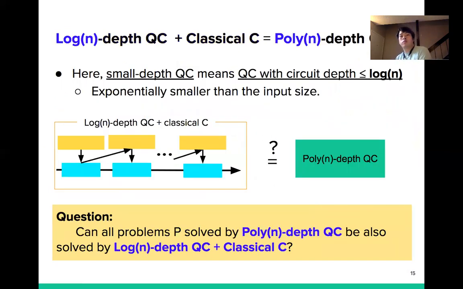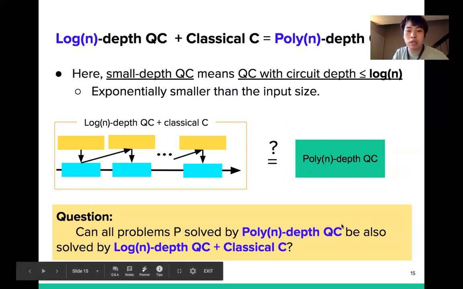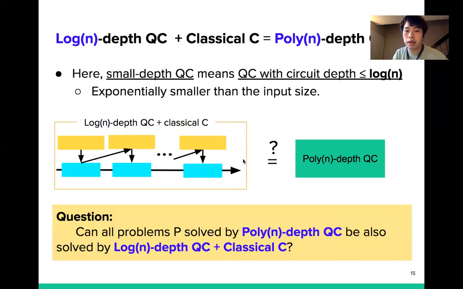But before answering the question, we first need to quantify how small the small depth quantum computer is. Here, small depth quantum computer means a quantum computer with circuit depth at most log n. This implies that the circuit depth is exponentially smaller than the input size. Now the question is, can all problems that can be solved by a poly-n depth quantum computer also be solved by a log-n depth quantum computer plus a classical computer? Is it possible that these two models are equivalent?